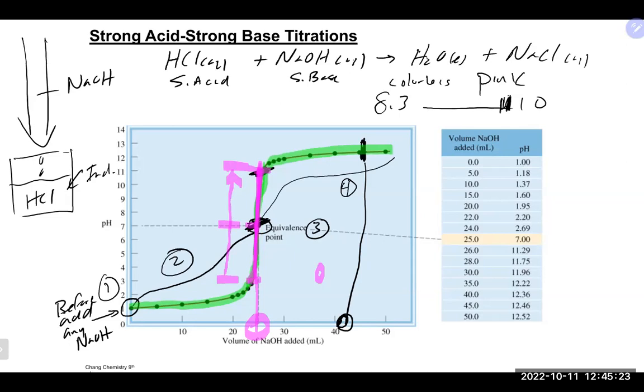Any questions as to why it changes colors? I'll pass. All right. Good. All right.